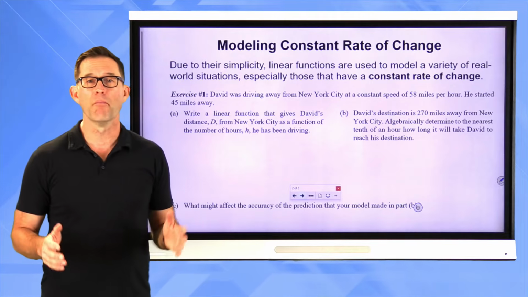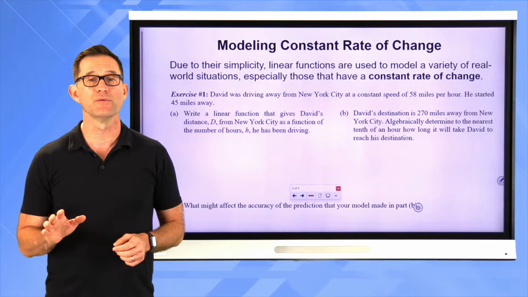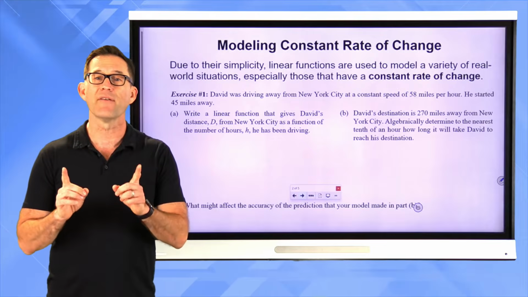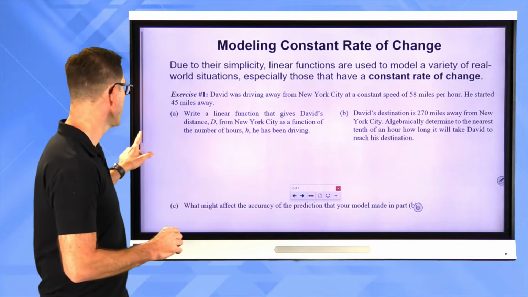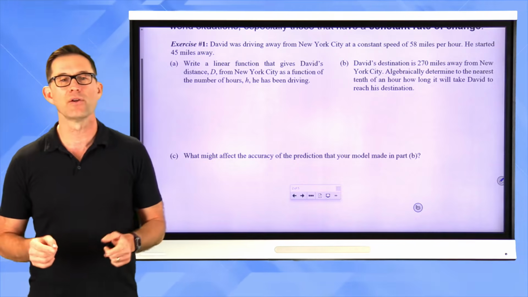All right, here we go. Modeling constant rate of change. Due to their simplicity, linear functions are used to model a variety of real-world situations, especially those that have a constant rate of change, right? Constant rate of change means linear functions. Let's take a look at exercise number 1.